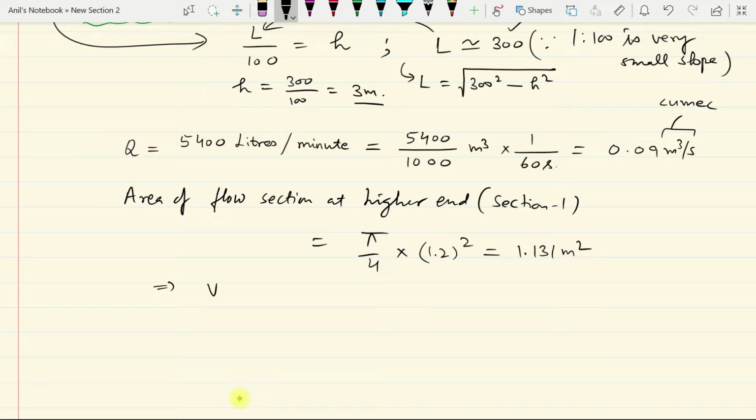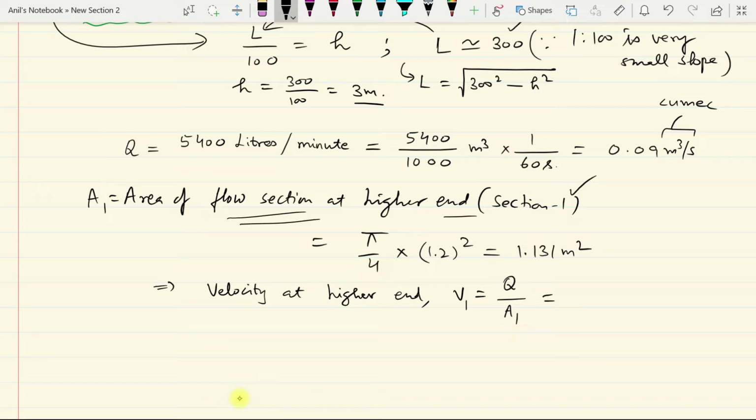Therefore, velocity at higher end, v1, is equal to Q upon A1. A1 is this area for the section at higher end, that is section 1. So Q is 0.09, and the area has just been obtained. So this comes out to be 0.0796 meter per second. So this is the velocity v1.